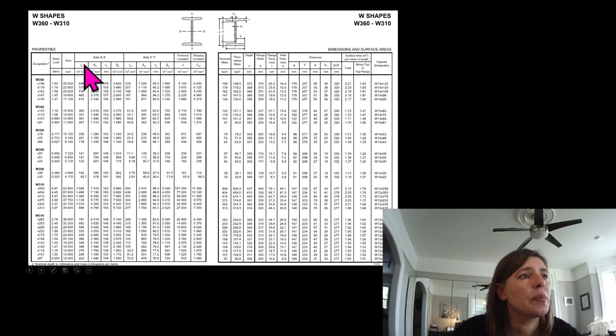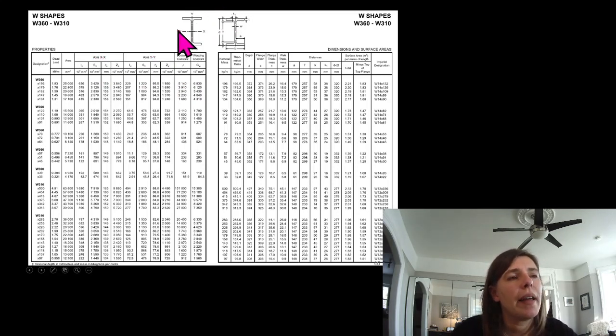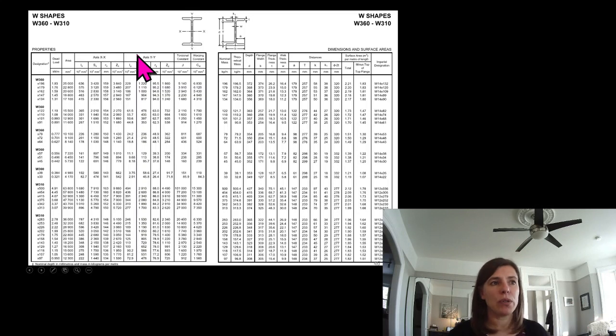Oh, I didn't circle them. So here is area, here is I, here is S, and here is Z. We also have R, J, and CW. We're going to use those when we talk about steel, but they're way beyond anything you need to know about. But look at this. We have XX and YY. And look at our little diagram here. They've given us two neutral axes. These are saying what neutral axes we're bending about.